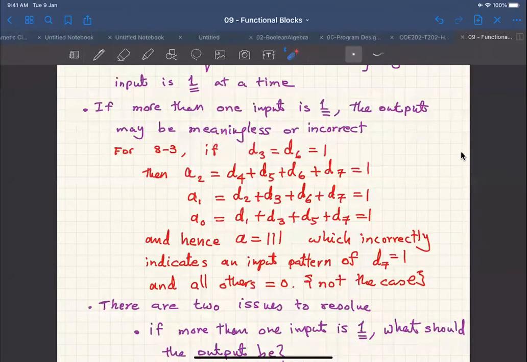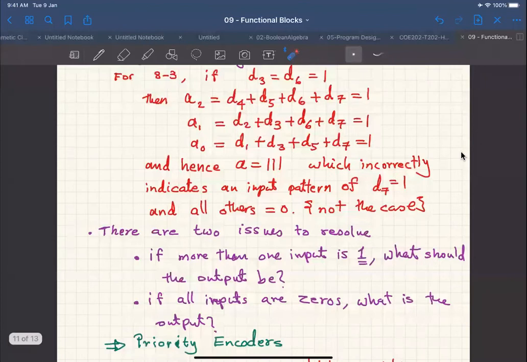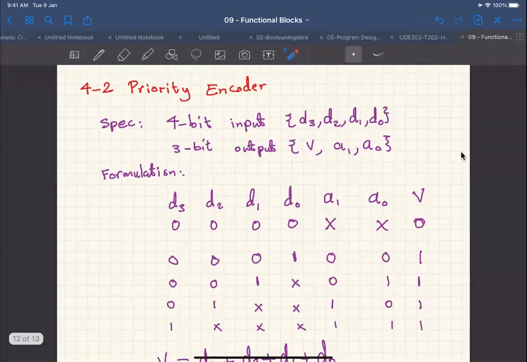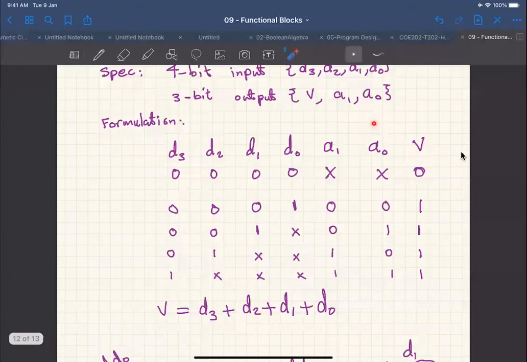It also tells us if the input is valid or not. So this leads us to the implementation of the priority encoder, which basically has this truth table, okay, and in addition to A1 and A0 as output, we have the valid output as well, okay?